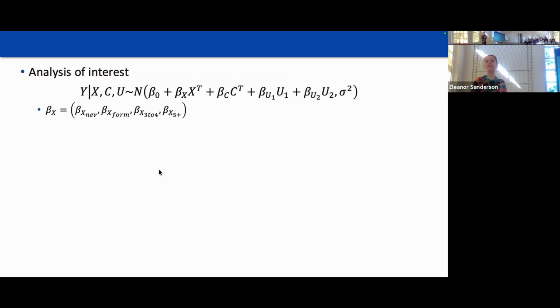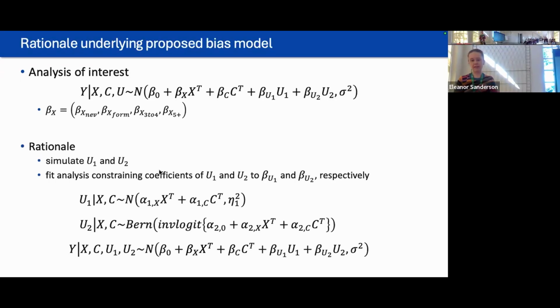Okay, so our analysis of interest is a linear regression model, and ideally we want to estimate the exposure effect adjusted for the measured confounders and the unmeasured confounders U1 and U2. Note that we're only interested in the exposure effect beta x. We're not interested in the intercept or any of the other coefficients. So of course, this is what we want to fit, but we haven't got U1 and U2.